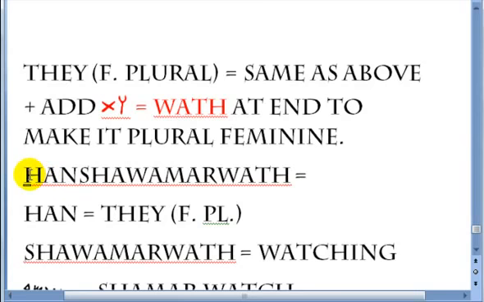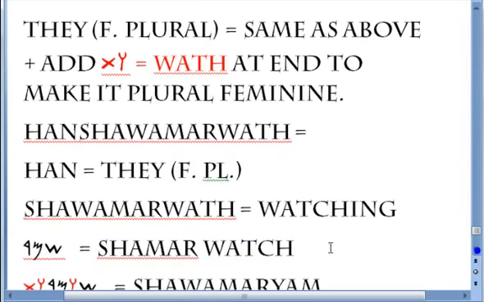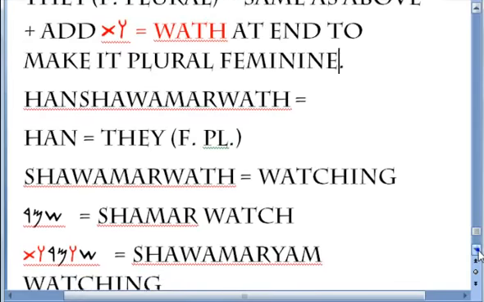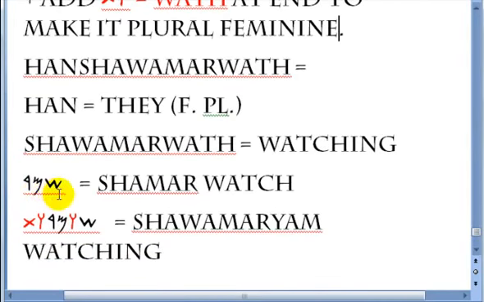Remember, the male was hem. Now the female is hen. Hen shawamarwath. Hen is they, feminine plural. Shawamarwath is watching, which is also feminine plural. Once again, we got the Hebrew word shamar, which is watch. You add the wa between the first and the second letter, and you add the wath at the end to make it feminine plural. Shawamarwath.